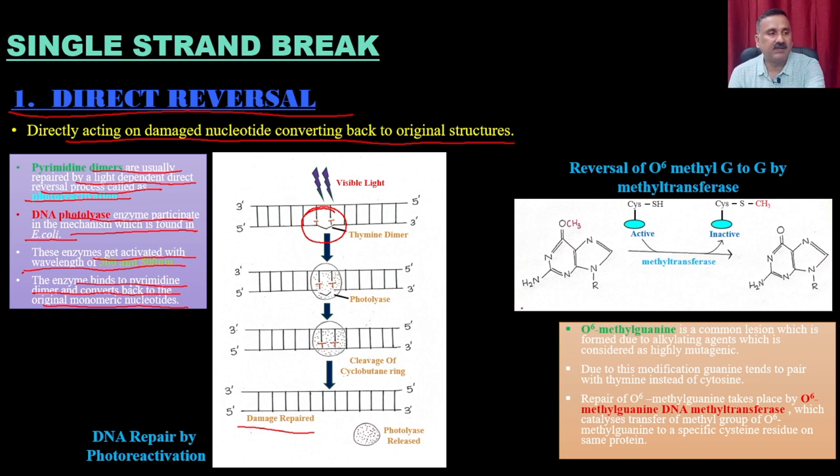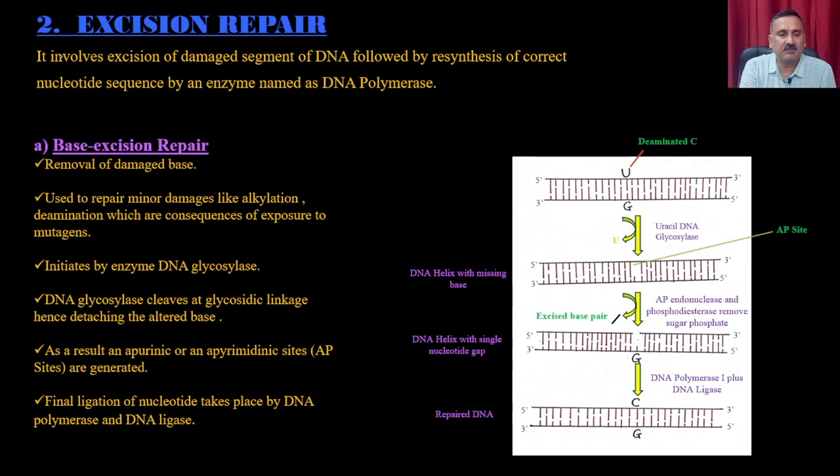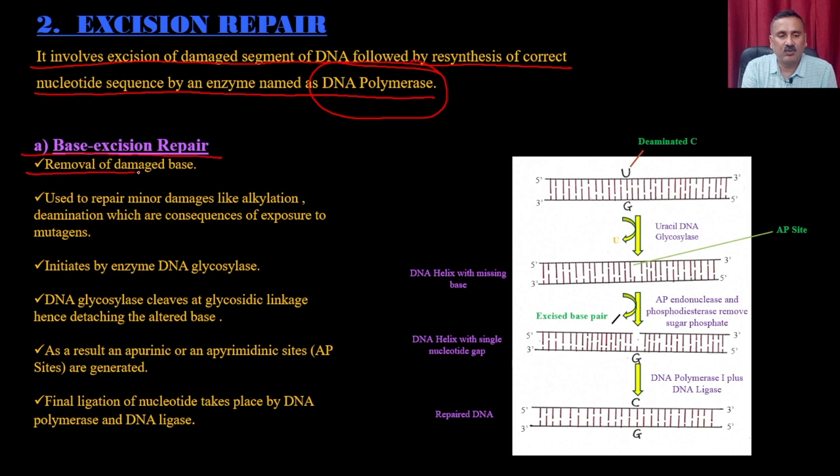Then we also have excision repairs. Excision repair involves the excision of the damaged segment of DNA followed by resynthesis of the correct nucleotide sequence by an enzyme called DNA polymerase. In base excision repair, you can have removal of the damaged base, used to repair minor damages like alkylation and deamination, which are consequences of exposure to mutagens. It is initiated by an enzyme called DNA glycosylase.